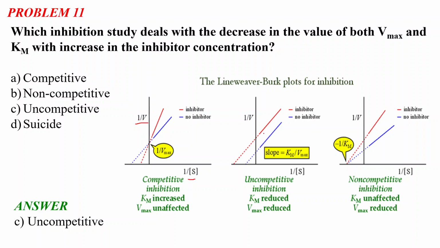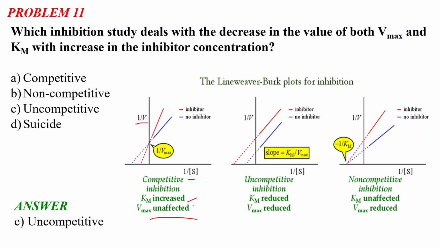Now, the red lines are always when the inhibitor is present, and the blue line is when there is no inhibitor. First, let us check out the competitive inhibition. For competitive inhibition, what will happen as the inhibitor concentration is increased? When the inhibitor concentration is increased, the Km will increase and the Vmax will be unaffected.